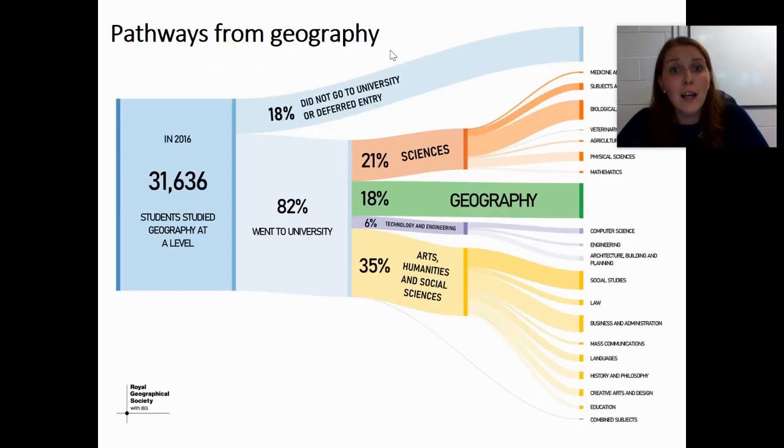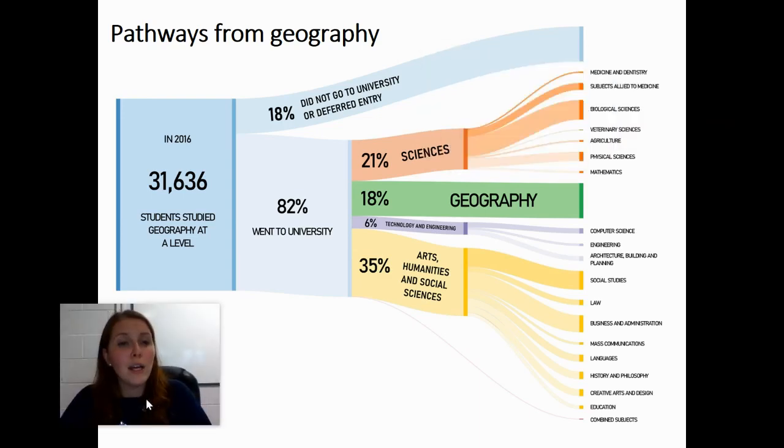Pathways for geography. This, I think, is a really interesting insight into where geography can take you. Of the 31,636 students who studied geography, 82% went to university. And of that 82%, 18% did geography. But a wide number of other students went on to other courses and other skills. So geography really is a facilitating subject.